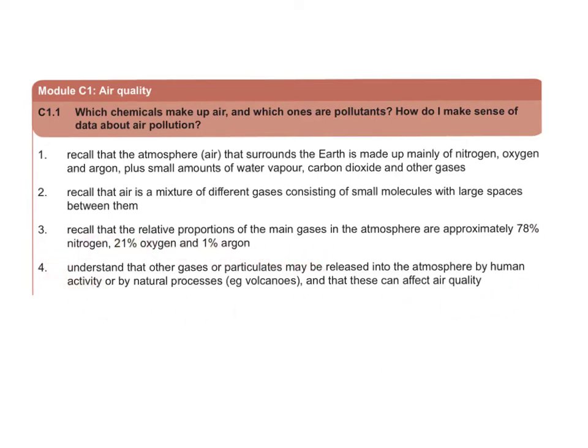Okay, and this is an important one here. You need to understand that other gases or particulates may be released into the atmosphere by human activity or natural processes, e.g. volcanoes, and that these can affect air quality. So you need to understand that, and you need to be able to write clearly about those gases and how they can be caused by natural processes, e.g. volcanoes, or human activity. Okay, so we're going to take a look at gases in the Earth's atmosphere.